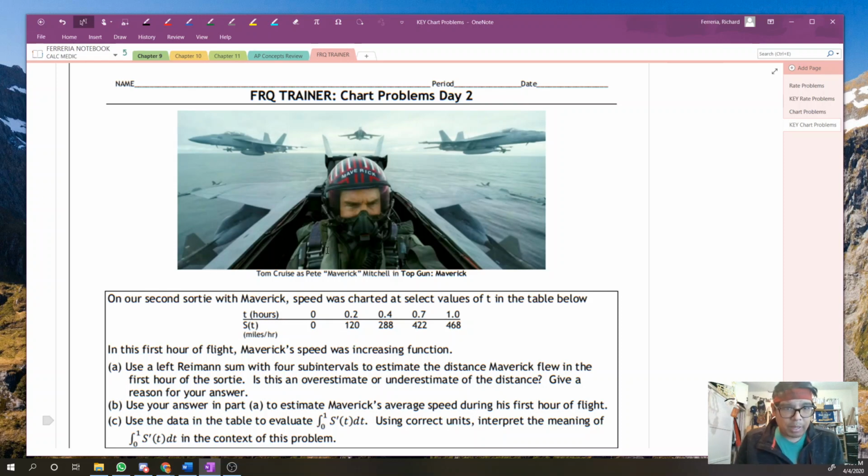B, use your answer in part A to estimate Maverick's average velocity during his first hour of flight. We talked a little bit about that last time, but we never actually found an average velocity. And C, use the data in the table to evaluate the integral from 0 to 1 of s prime of t. Using correct units, interpret the meaning of the integral of s prime of t. So yeah, a few different things here. Let's start with letter A. That's probably the one that's most similar to what we did.